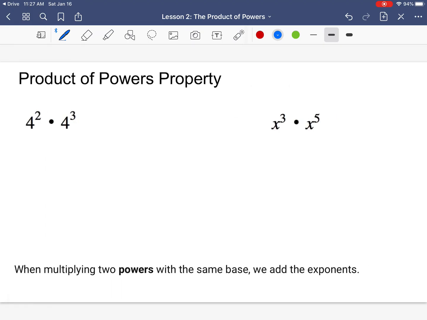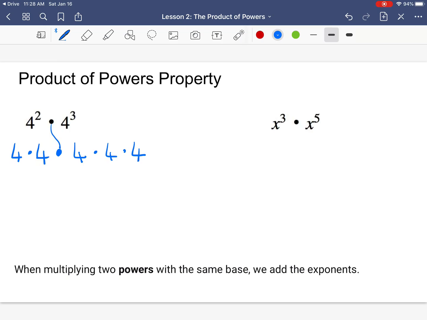So let's look at two examples. Let's start with 4 to the power of 2 times 4 to the power of 3. And I'm going to expand these. 4 to the power of 2, so 4 times 4. And it's multiplied by, so I'm going to bring down the multiplication symbol here, 4 to the power of 3.